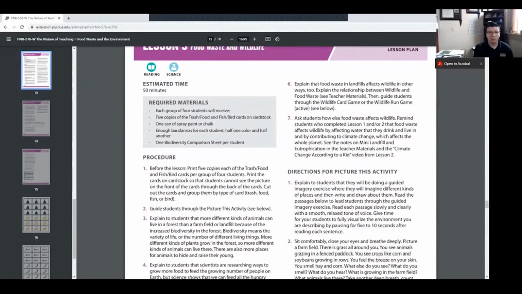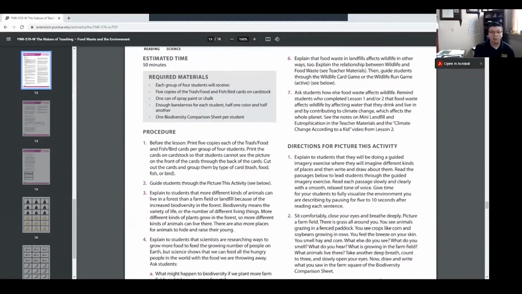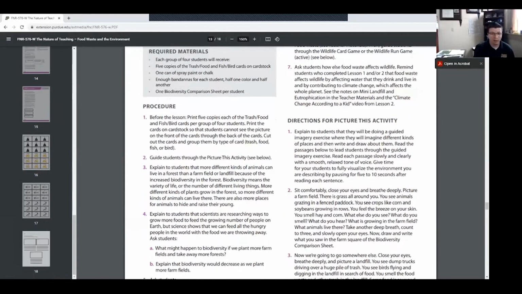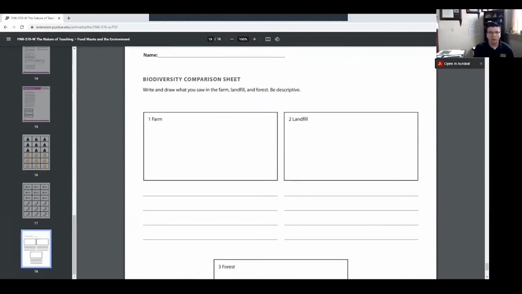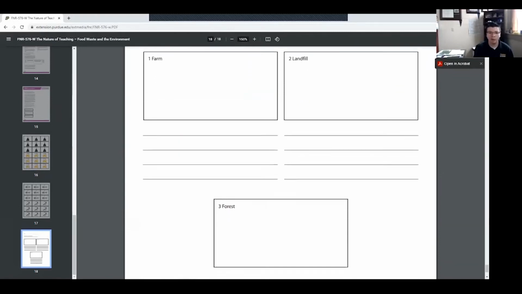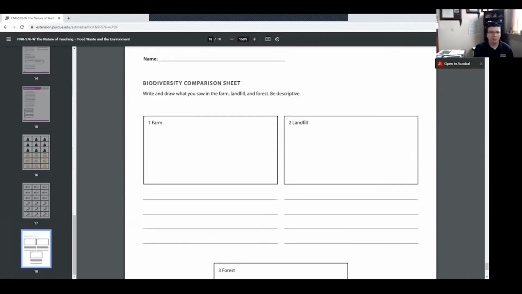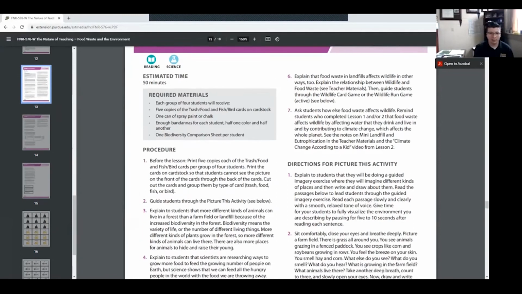If you have spray paint or chalk, that would be incredibly useful for this lesson as we walk through the procedure. If you have bandanas or some other similar material, that would work. If you can, one color for one half and another for the other half. So red and blue, black and white, whatever works for you. And then one biodiversity comparison sheet per student. That is here at the very last page of your manual. You can see the biodiversity comparison sheet right here. So you'll just need to have enough copies for all the students in your class.